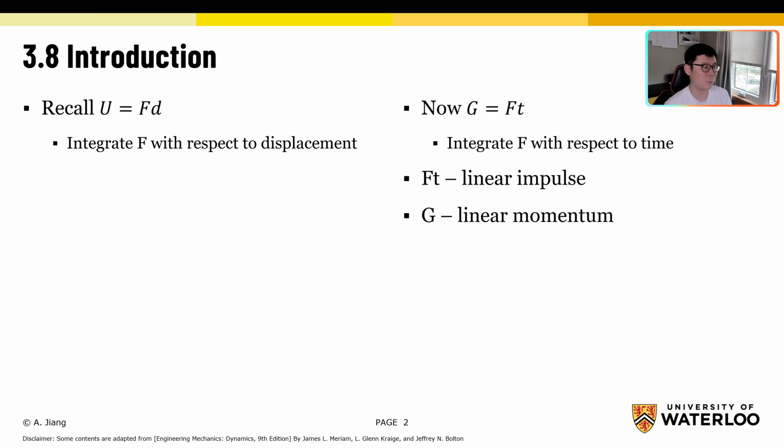So here we are. We have G equals F times t, where we call the F t term the linear impulse and G is the linear momentum. We're going to spend this time in this video to explore both terms.